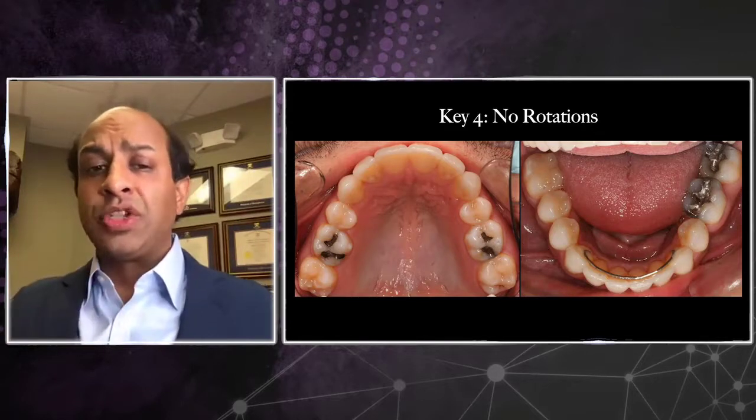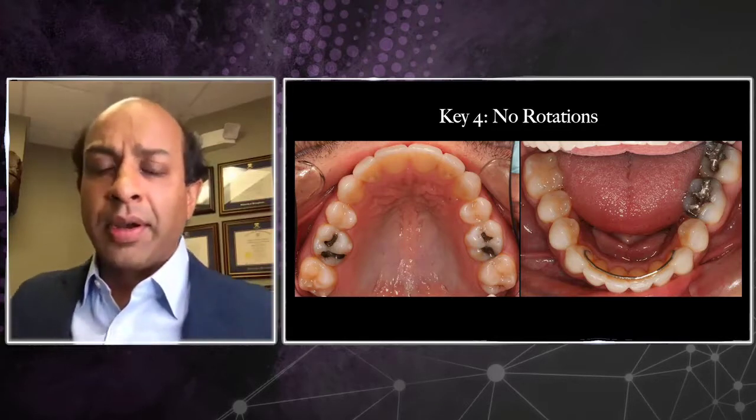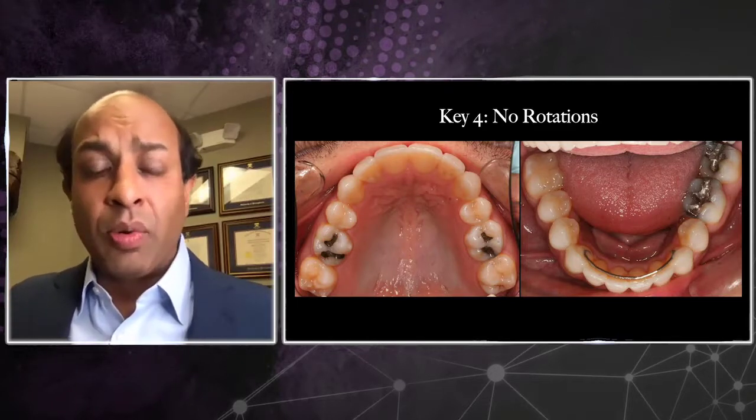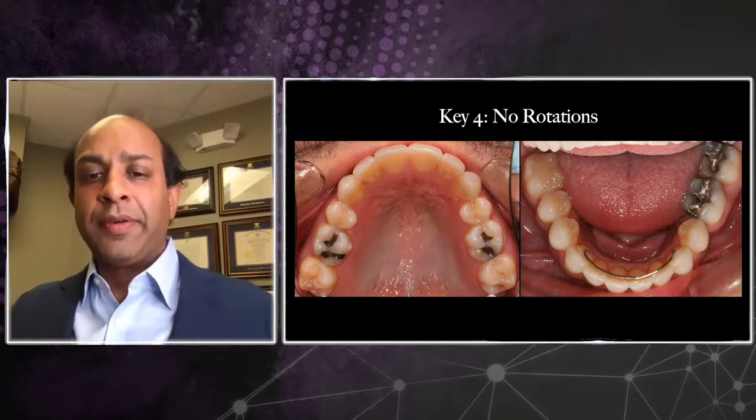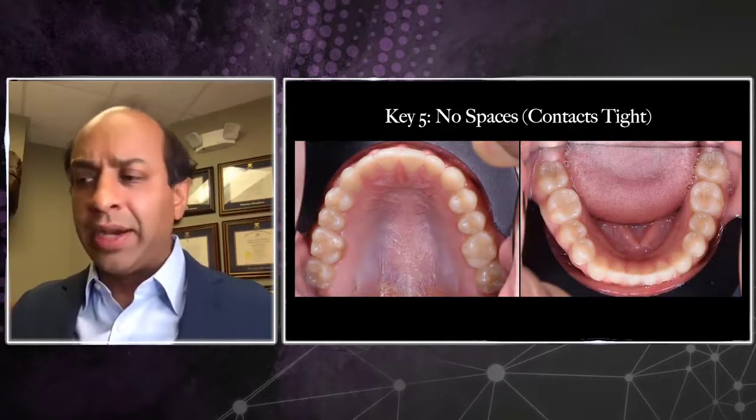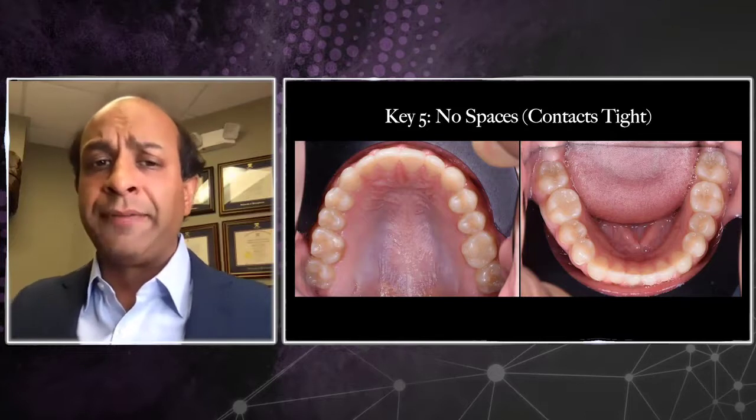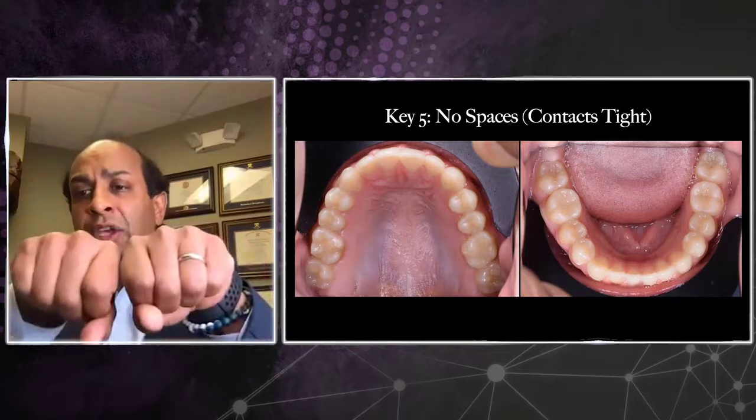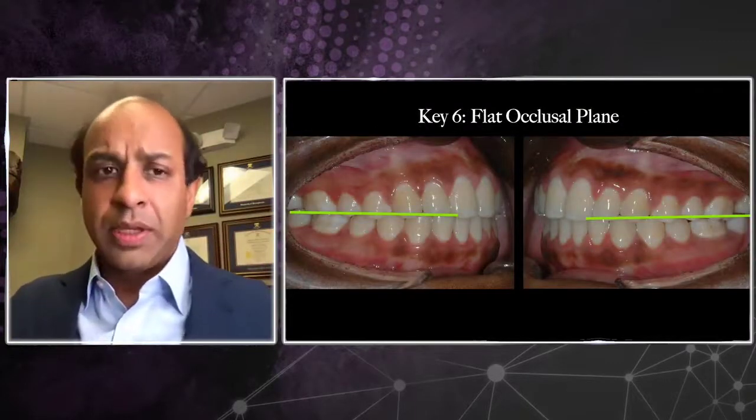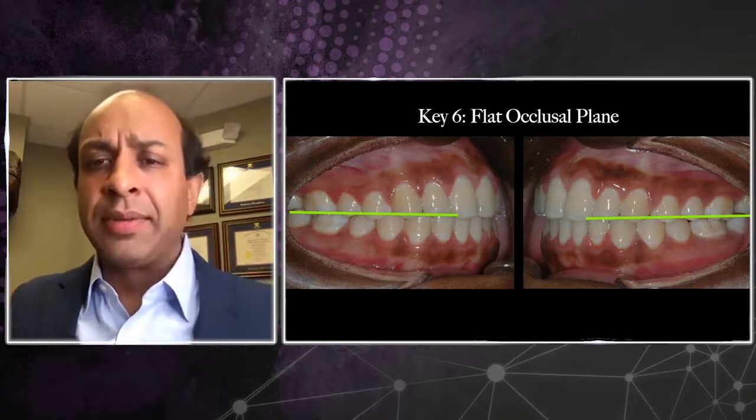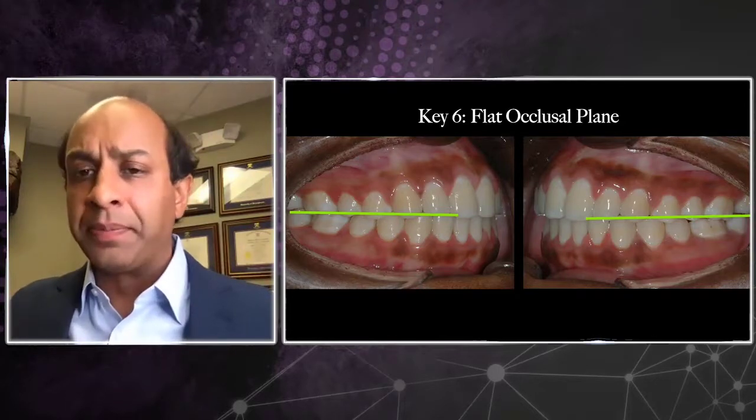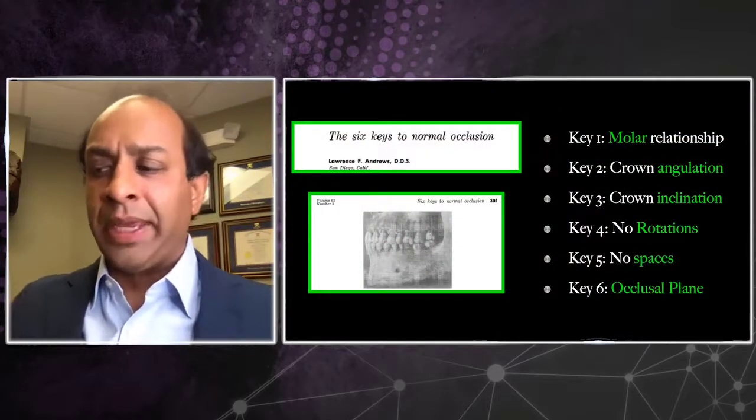Key number 4 is to ensure that there are no rotations, no increased surface areas or opportunities for plaque or biofilm to be able to populate, increasing the inaccessibility for the patient to be able to clean that area. Key number 5 are no spaces. We can all understand and appreciate the value of having tight contacts. And then finally, key number 6, ensuring that we have a relatively flat occlusal plane and not an exaggerated curve of Spee.